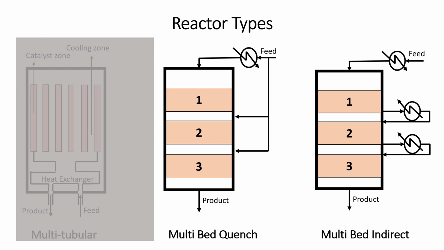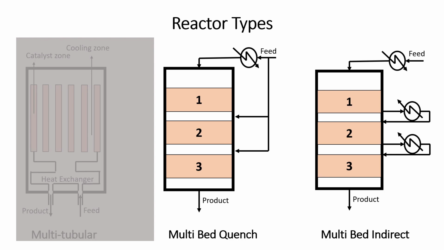This means we often need a larger catalyst volume than in the indirect cooled variant. And what about those indirectly cooled multi-bed converters? These are the more modern approach. They use heat exchangers between the catalyst beds for cooling.